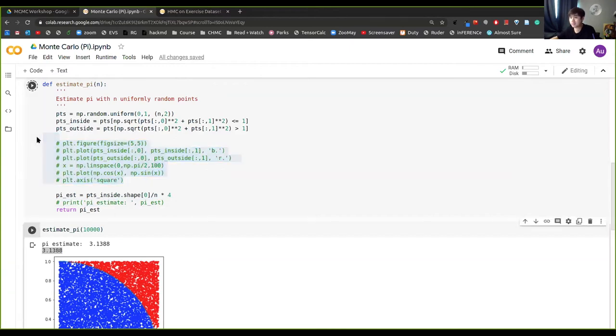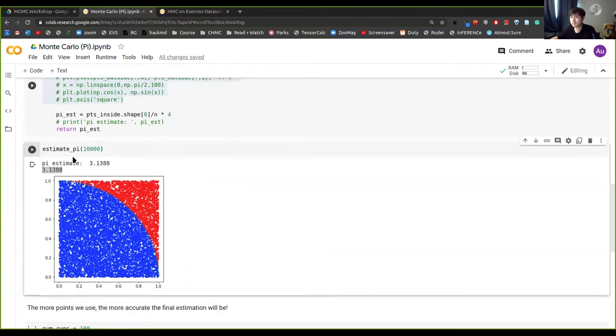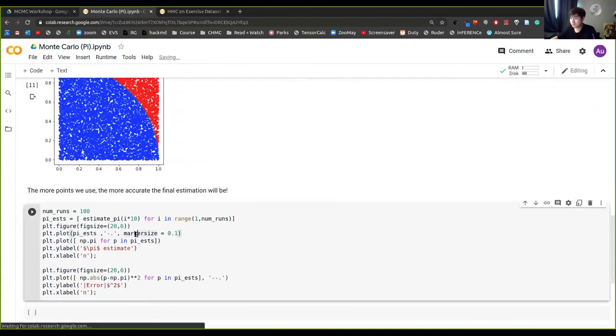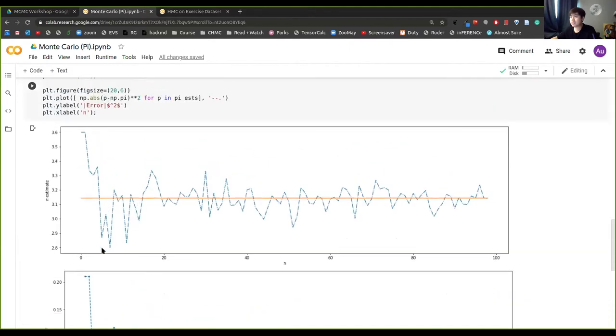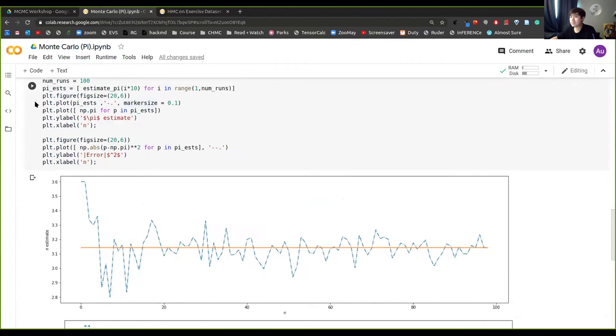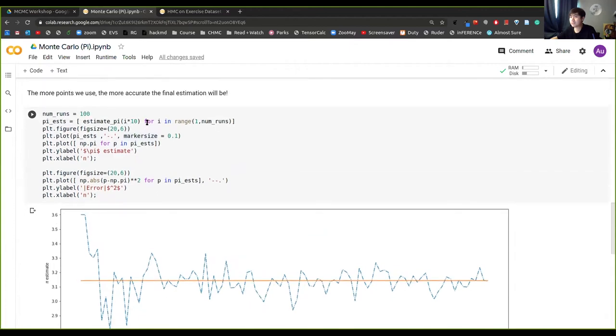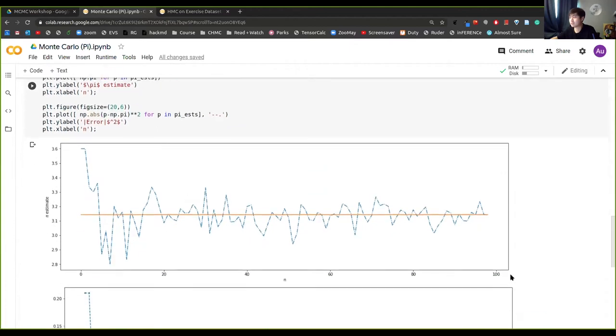Let me comment on this line. If you want to look at this code, it's in the folder. So here, what I do is increase the number of points that I use, from 10 to 1,000. Okay, so this is actually not correct. This is supposed to be multiplied by 10.